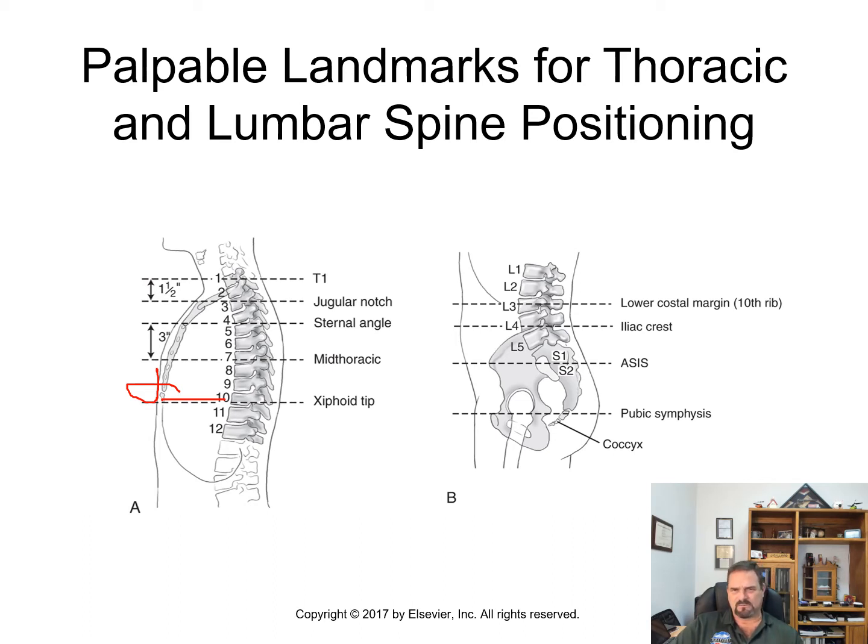Then we go to the lumbar, L1 through L5. Lower costal margin, or the 10th rib, is where L3 is. The iliac crest is where L4 is. And then the ASIS is where S1 and S2 are for your sacrum. And the pubic symphysis is basically right in line with the apex of the coccyx.